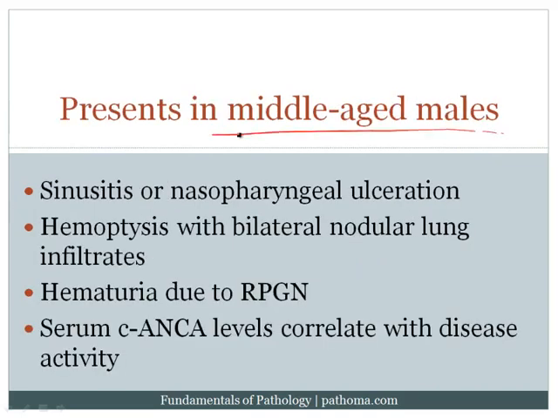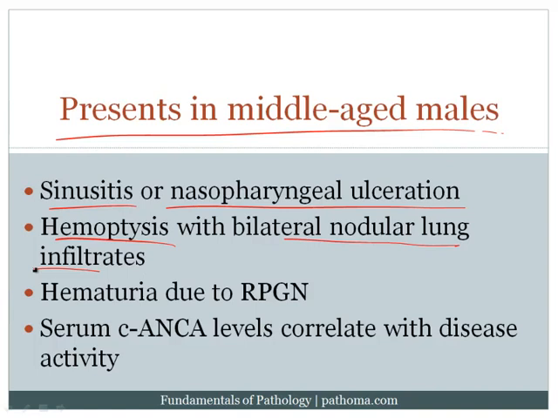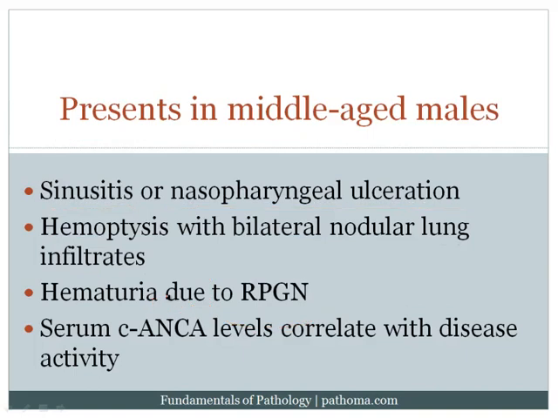This classically presents in a middle-aged male with sinusitis or nasopharyngeal ulceration. Again, they normally have involvement of the nasopharynx. They also get involvement of the lung, so they'll have hemoptysis with bilateral nodular lung infiltrates. And then they get involvement of the kidney, and the classic involvement of the kidney is going to be something called rapidly progressive glomerulonephritis. And so the patients will actually present with hematuria. And we'll talk about rapidly progressive glomerulonephritis in much more detail when we do your kidney or renal section. Again, I've already told you that these patients classically have an elevated serum C ANCA, and the level of C ANCA actually correlates with disease activity.